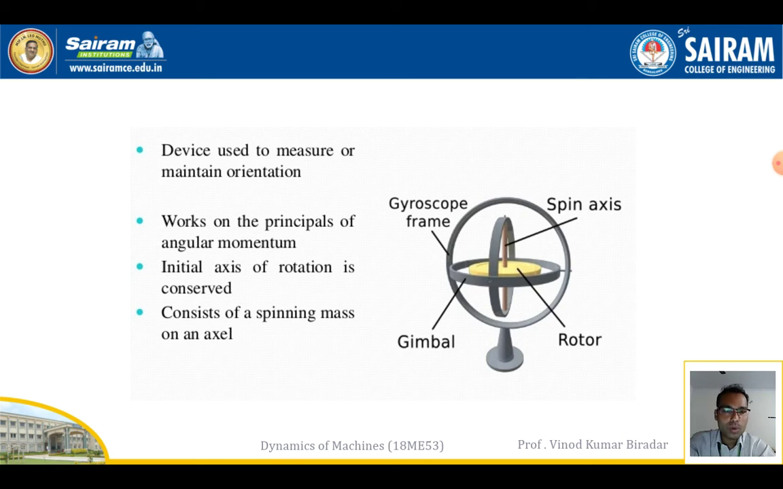This is the block diagram of the gyroscope. A gyroscope normally consists of a gyroscope frame, a spin axis at the central axis, a gimbal which rotates around the horizontal direction, and a rotor. These are the different components, that is the parts, of a gyroscope.